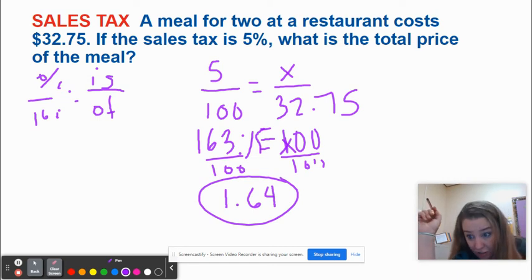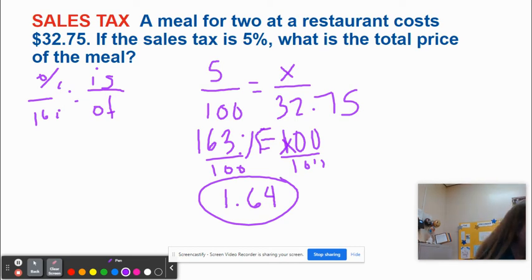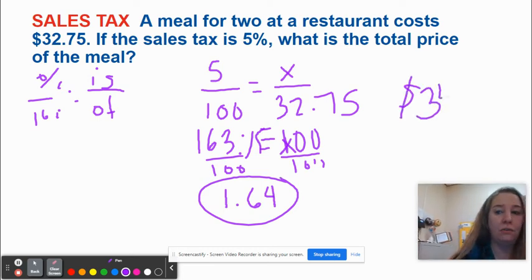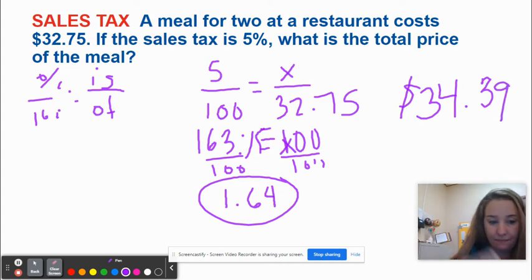Did I answer the question? No. What's the total price of the meal now? So $32.75 plus $1.64, the total price is $34.39.